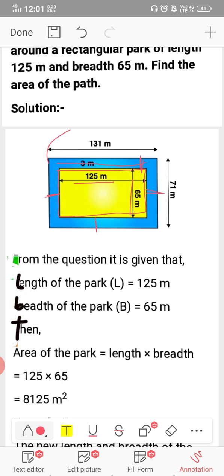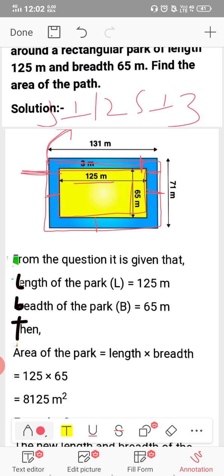So when we have to find the dimensions of the second rectangle, that is the bigger rectangle, we can find it by adding 125 plus 3 and plus 3 from this side. So plus 3 and plus 3, that means totally we have to add 6. So 125 plus 6 will equal 131, and 65 plus 6 will give us 71. That means the dimensions of the new rectangle are 131 meter in length and 71 meters in breadth.